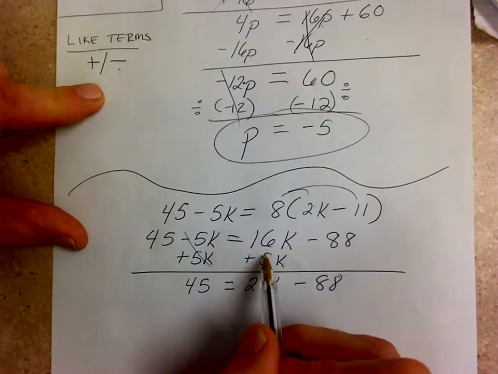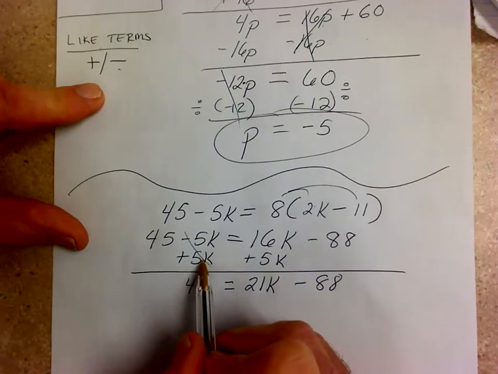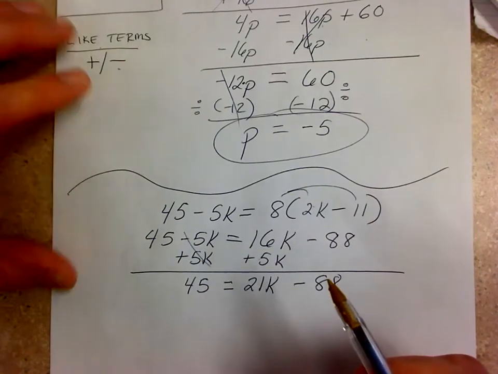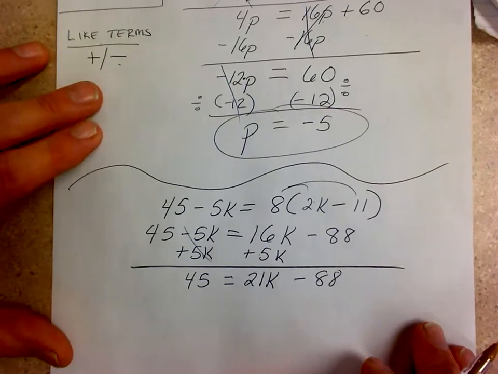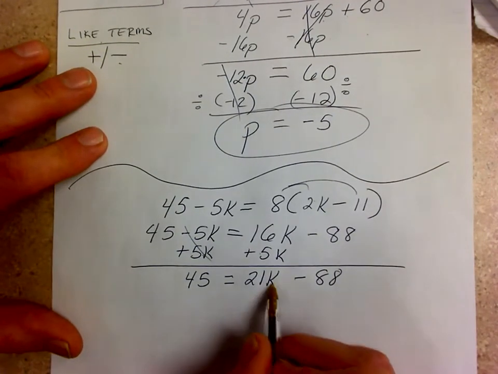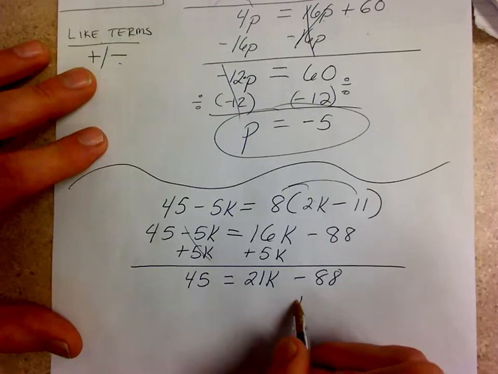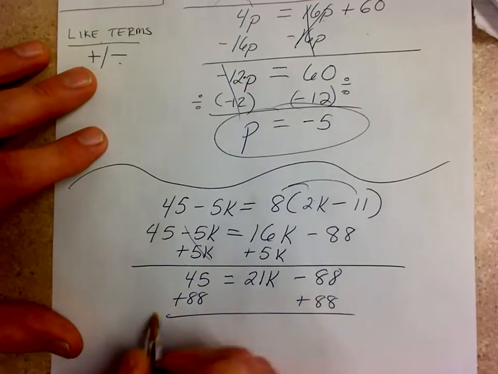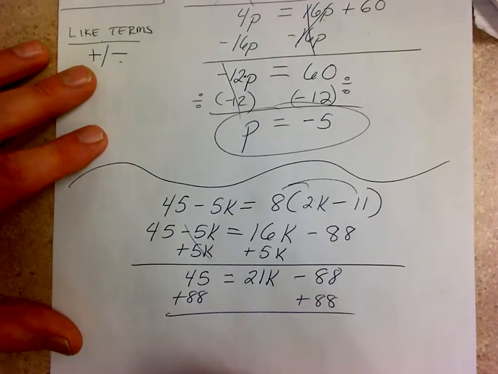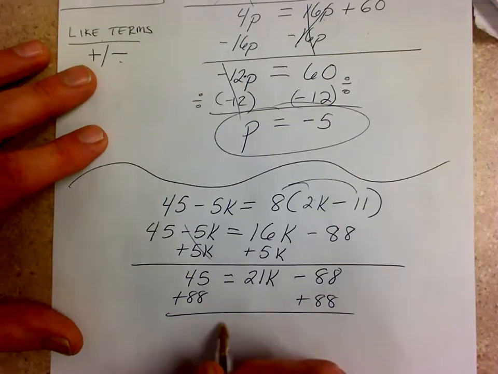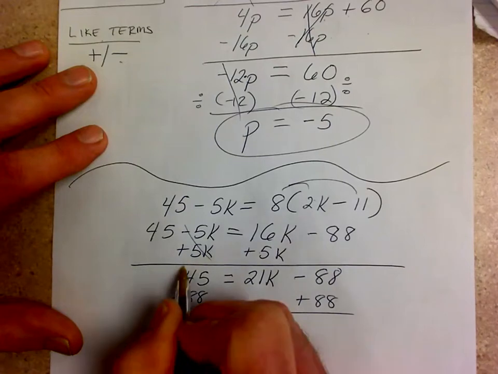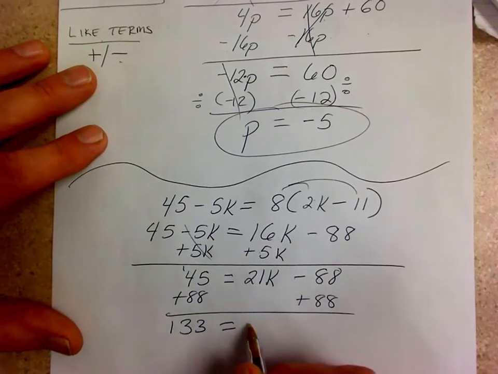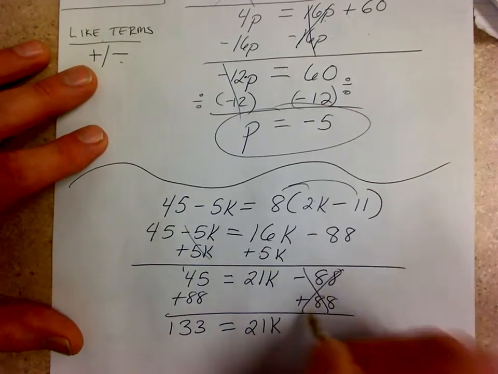Again, there's not really a wrong answer here. We could have used 16k on both sides, but that's completely up to you. I have all my k's grouped together here, so now I would do my inverse and add 88 to both sides. 133 equals 21k.